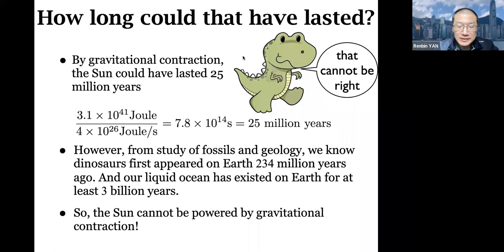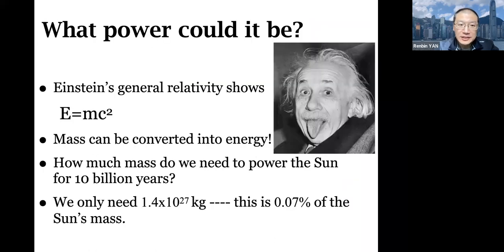So if the sun was just doing gravitational contraction and turning that energy into light, that's still not enough. It is not enough to power the solar luminosity for billions of years. So the sun cannot be powered by gravitational contraction either. These arguments show, first of all, how you rule out hypotheses, and then that the sun cannot be powered by burning coal or gravitational contraction. So what power could it be? It has to be something else.